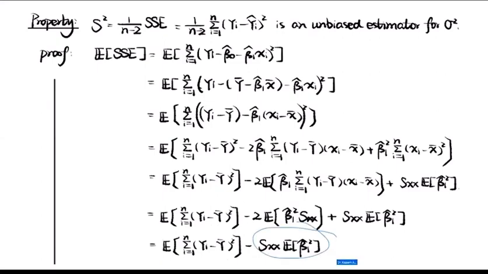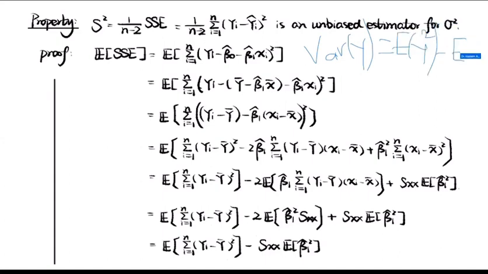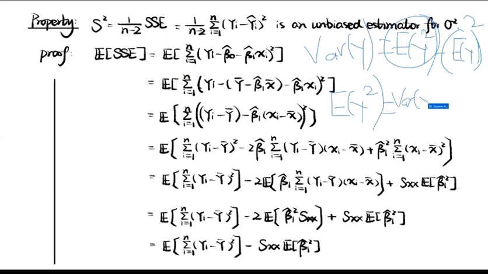And the only simplification that I need here, can I have a way to simplify this? Remember, the variance of y is the same thing as expected value of y squared minus expected value of y all squared. Then what is this guy going to be? Expected value of y squared is going to be variance of y plus expected value of y all squared. Now, right now, I want to get the expected value of beta 1 squared.